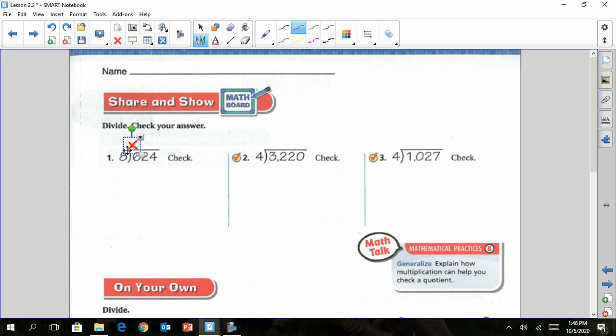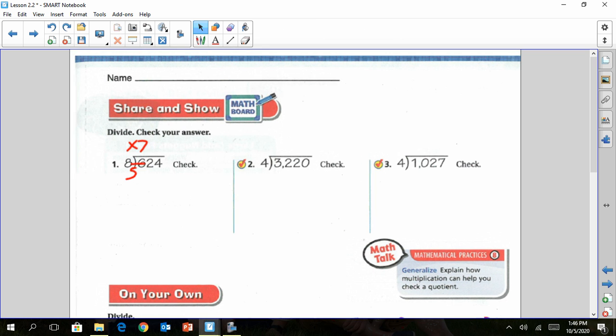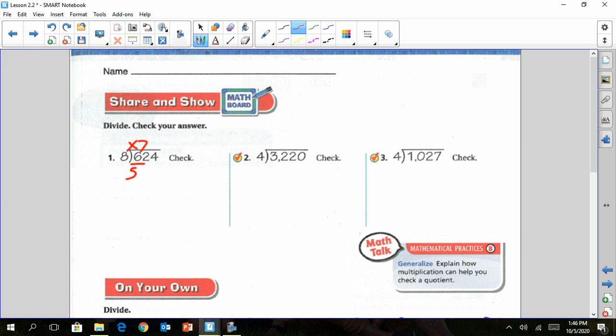8 will not go into 6. Nothing times 8 gives me an answer less than 6, so we say that it does not go into it. Now we're looking at 62. 8 goes into 62 7 times, because 7 times 8 equals 56. So we go ahead and subtract.